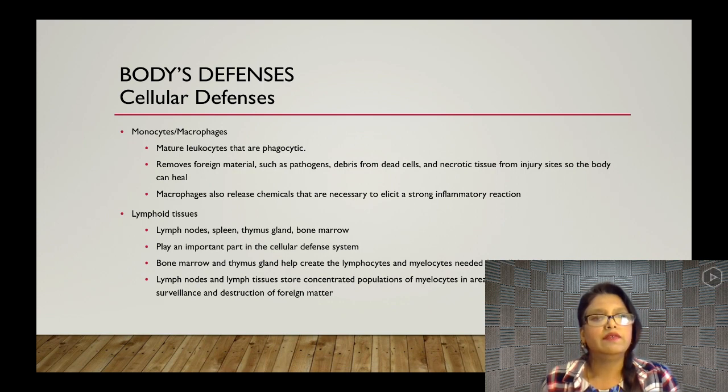Next is lymphoid tissue. What is lymphoid tissue? Lymph nodes, spleen, thymus gland, and bone marrow. They play an important role in the cellular defense system. Bone marrow and thymus glands help create the lymphocytes and myelocytes needed for cellular defense. Lymph nodes and lymph tissue store concentrated populations of myelocytes in areas of the body that facilitate their surveillance and destruction of foreign matter.